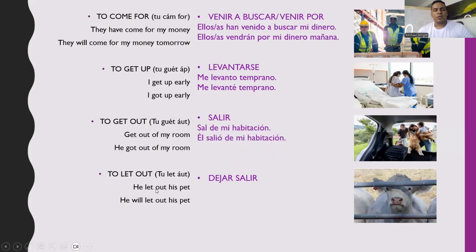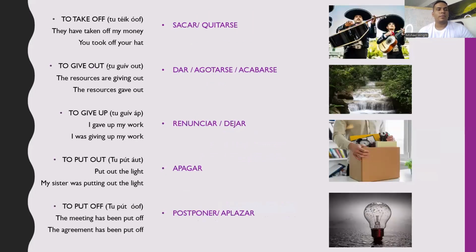So to let out, he let out his pet. This is in past. He will let out his pet, right? That is future. Okay, we have to take off, right? They have taken off my money. They took my money off. You took off your head, right?